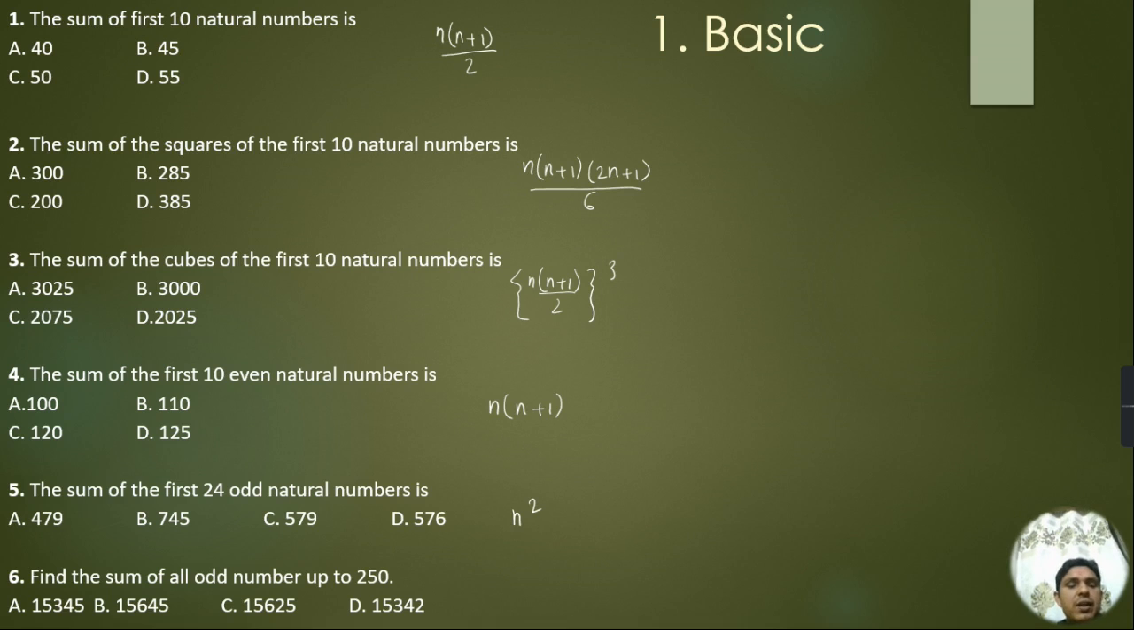Based on the concepts, let us do question number 6. Find the sum of all odd numbers up to 250. Students, find out how many odd numbers there are till 250. The count will be 250 divided by 2, that is 125. So all in all, I have to find the sum of 125 odd numbers. This will be simply n square, and if we do n square, we get the answer 15625. So students, here the answer of this question will be C. For the rest of the questions, we simply put the value of n and find out the answer.